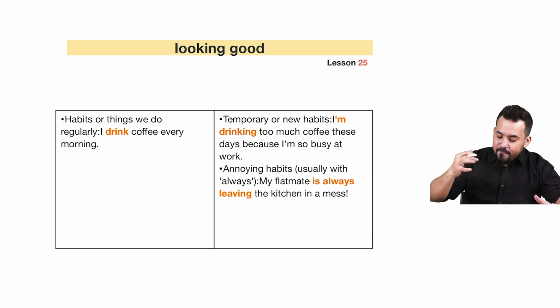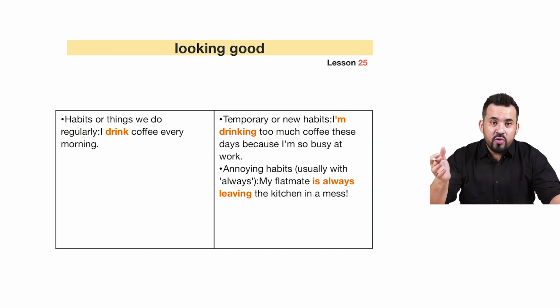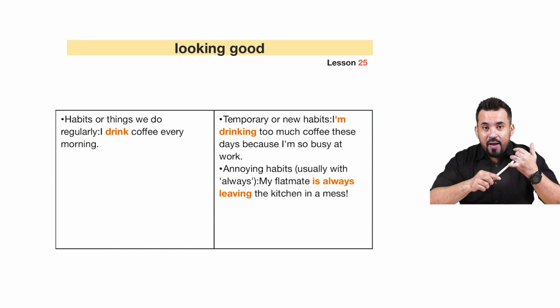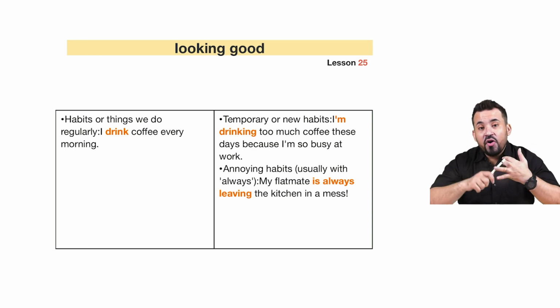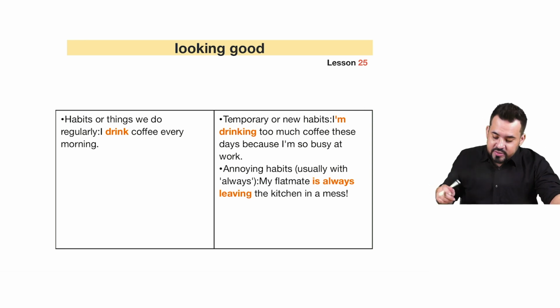So those are temporary, annoying habits. We use them with always. So temporary habits, like I'm drinking a lot of coffee lately at work, or habits that are annoying. We use the ing form of the verb with always.